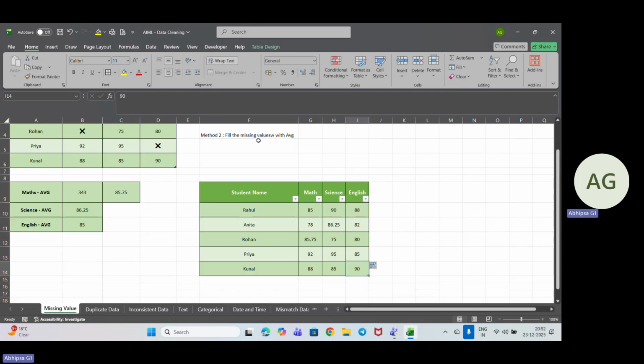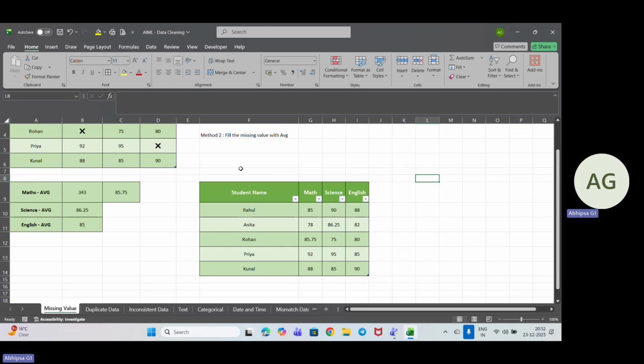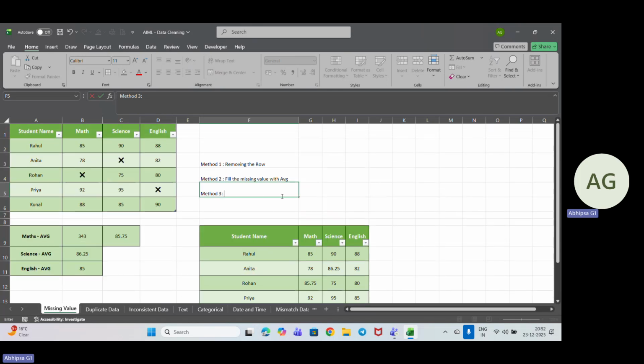Like the other way, method two, is filling the missing value with the average, that we can take. Next, third method. Method three is the most common one, that would be filling the previous value, just whatever blank value, fill it up with the previous value. Fill it up with the previous value.